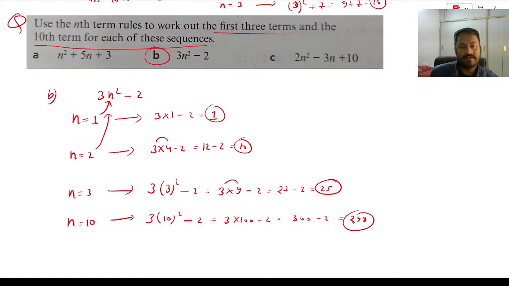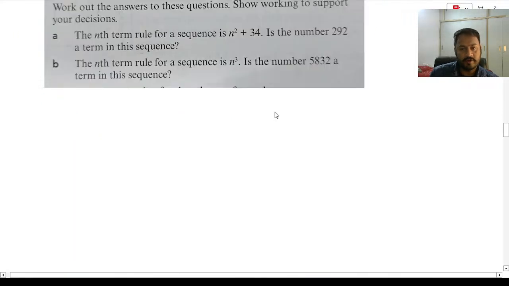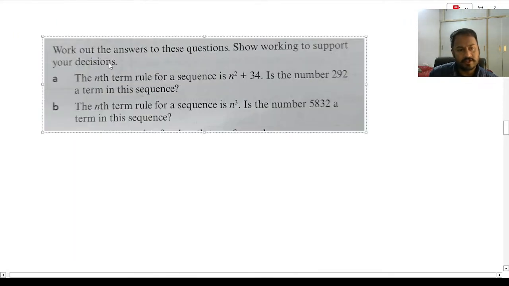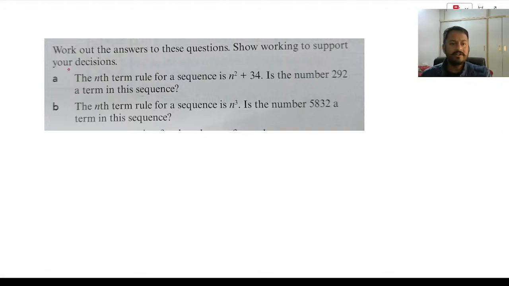Done. Now let's start the past paper questions. These are very important. Okay, this is one important question here. Last question, then we'll start. It is saying to work out the answer of this question, show your working to support your decisions, right? So this is the A part I'm doing right now. In the A part, the nth term rule for the sequence is n square plus 34. Is 292 a term of this sequence or not?